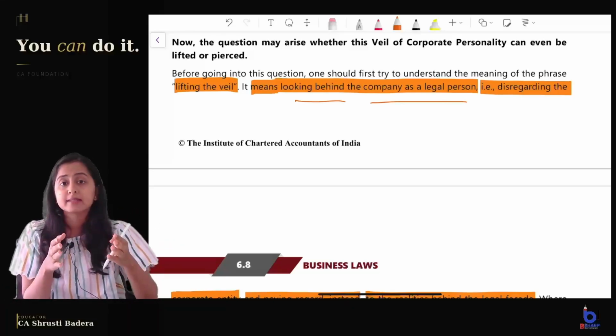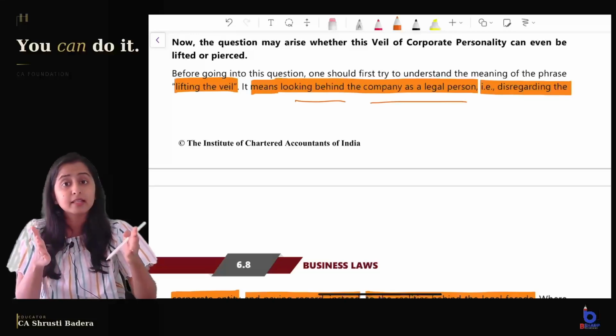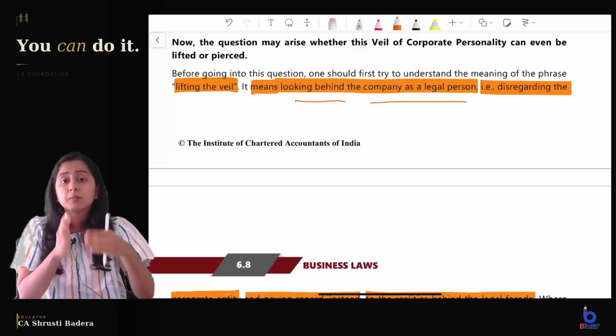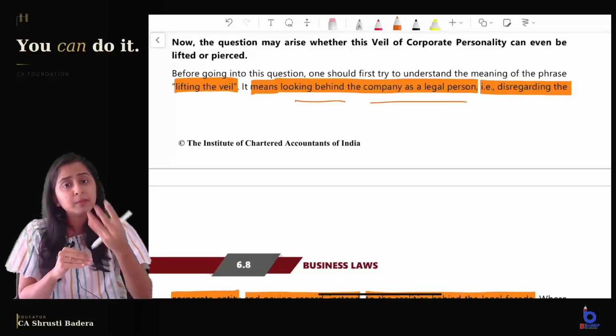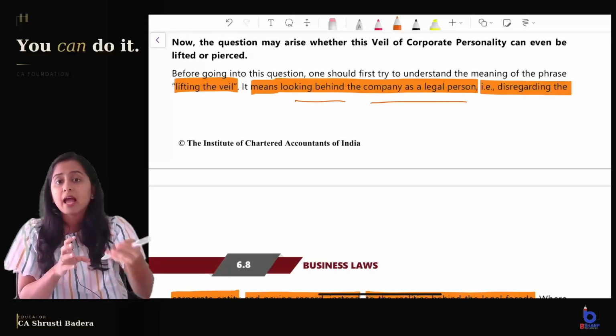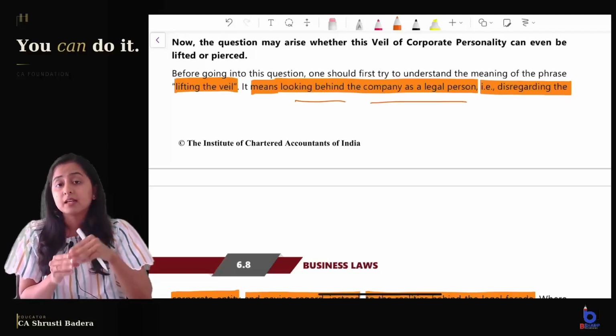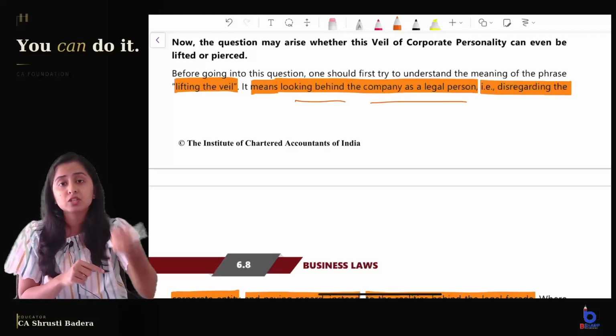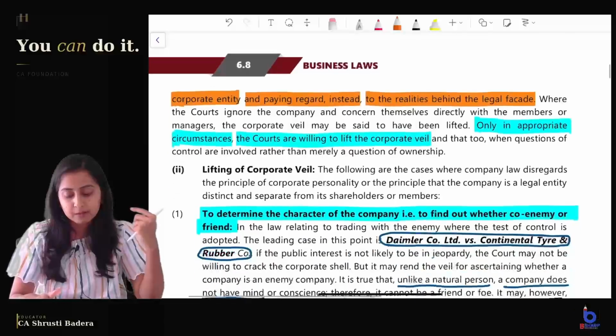Now you will realize that they have disregarded the corporate status and they are punishing the members or the persons who are controlling the company. They can be directors also. Whoever is controlling the company, those people will be punished, and the action is of whom? The actions are going to be of the company. They are done in the name of the company, but we will punish the people who are controlling the company.